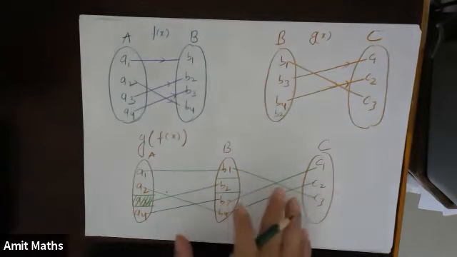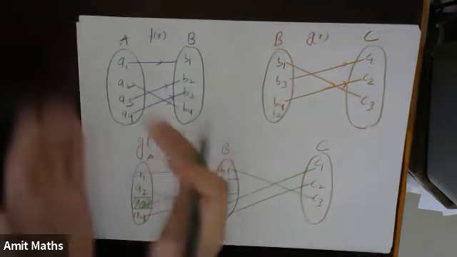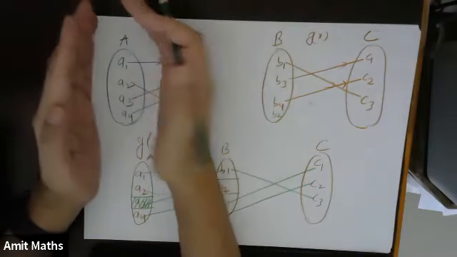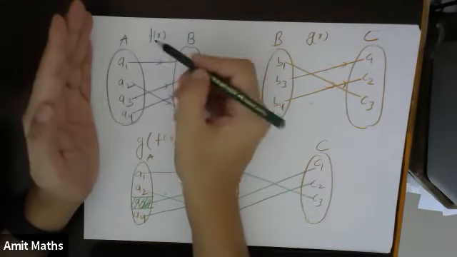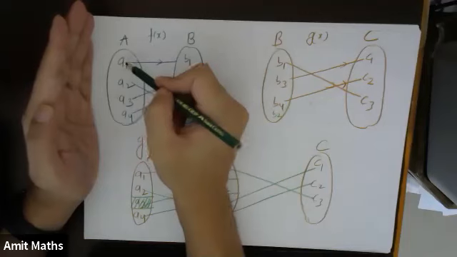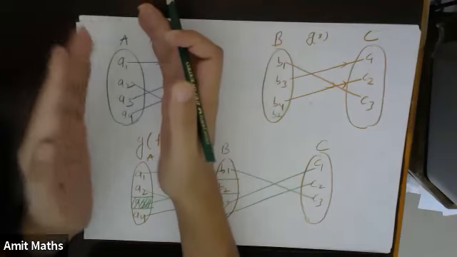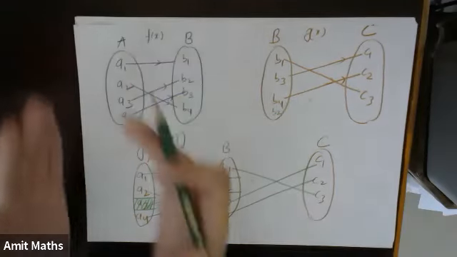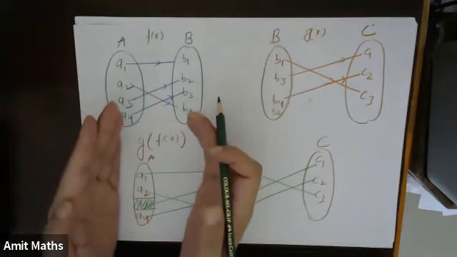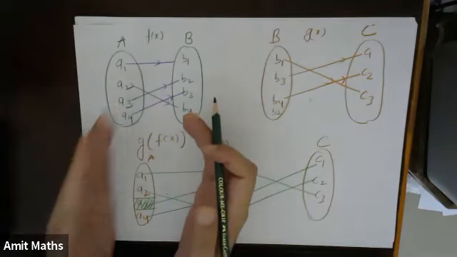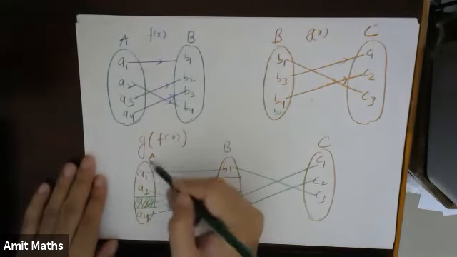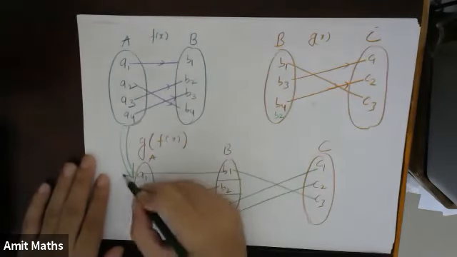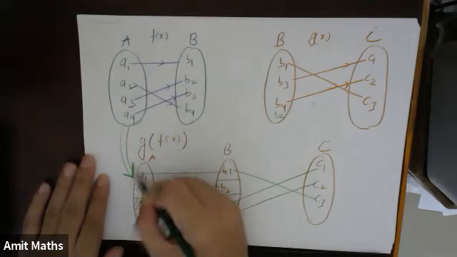This means that the domain of f of x, the exact domain of function f, was A1, A2, A3, A4. But we cannot say the exact thing will be the domain for g of f of x, the composite function. All the elements will be a subset of this.